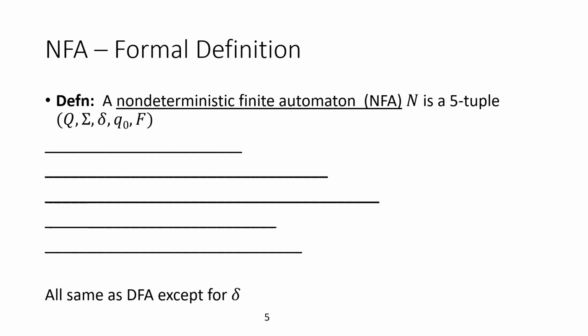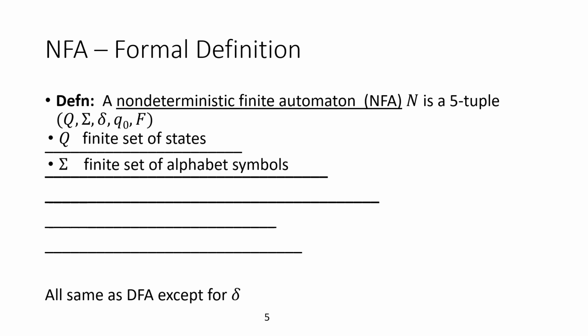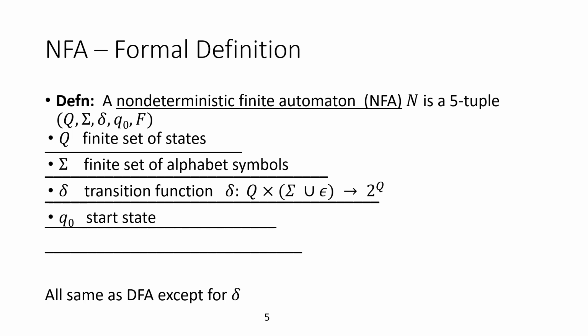All right, let's go through it. Q stands for the finite set of states. Sigma is the finite set of alphabet symbols. Now, delta is a little bit different. Delta is the transition function, and it's now defined as delta goes from Q cross sigma union epsilon, going to 2 to the Q. Q0 is the start state, and F is the set of accept states.